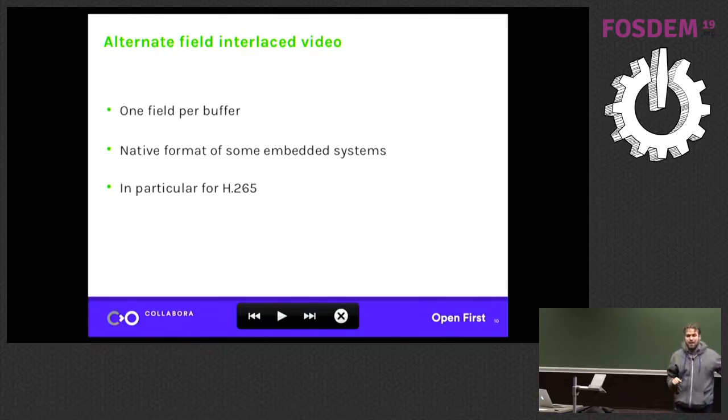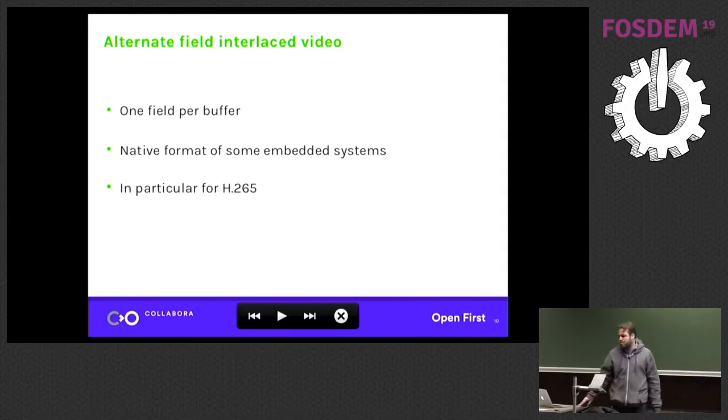Some hardware, H.265 actually, does it in a different way, where you have the fields separately in separate buffers at separate times. This allows for a bit lower latency, so you don't have to wait for both fields to have been captured to start processing the first one. And we've implemented this for GST-OMX and actually throughout the GStreamer framework.